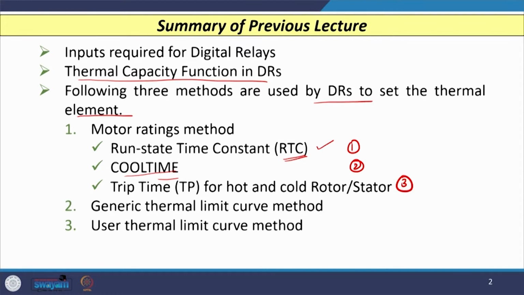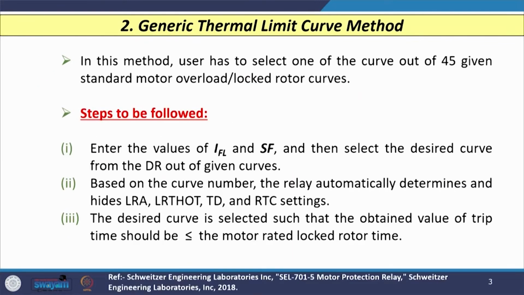Now, let us discuss the second method, known as the generic thermal limit curve method. In this method, the user has to select one curve out of the several curves given by standard motor manufacturers, or overload or locked rotor curves. Most relay manufacturers provide several curves, normally let us say 40, 45 or 50 curves. The user selects one of these available curves, and then the relay will automatically calculate other things.